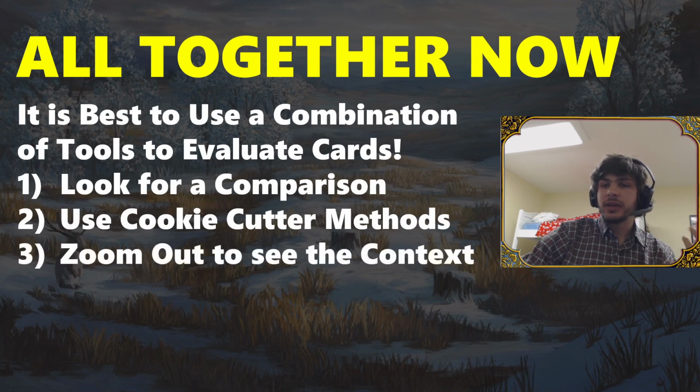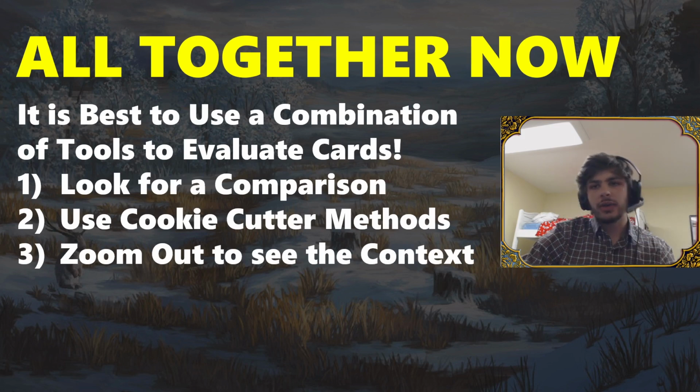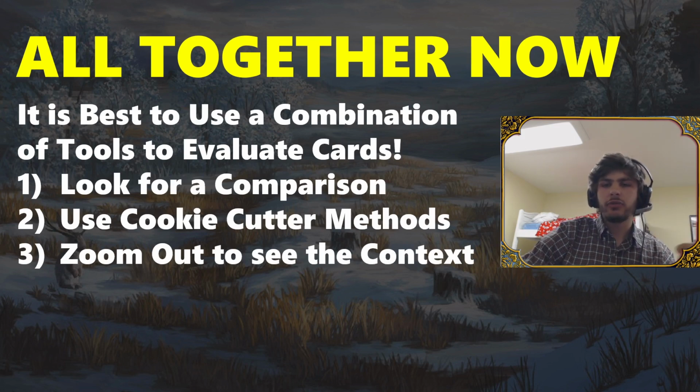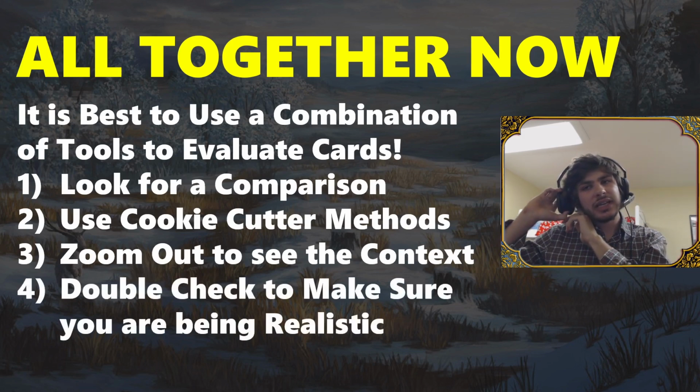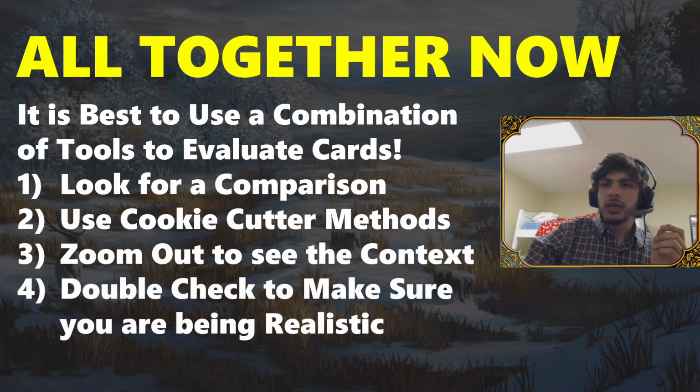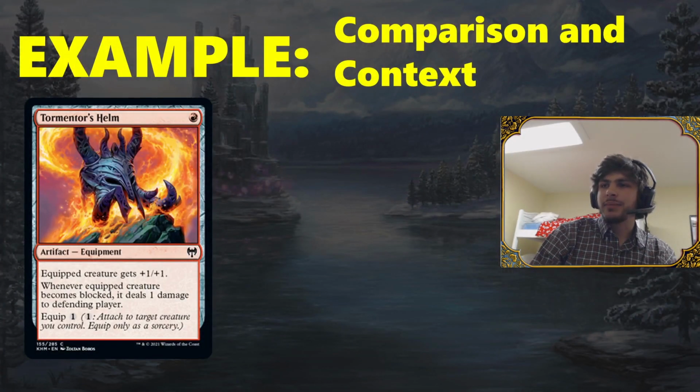Then you want to zoom out to see the context of the card, whether the cookie cutter methods are going to be useful, whether the card is as good as it looks, or whether it's going to underperform or overperform in that set. And then finally, you want to double check to make sure you are being realistic and avoid any card evaluation traps. So for our first card, we're going to look at Comparison and Context for Tormentor's Helm.